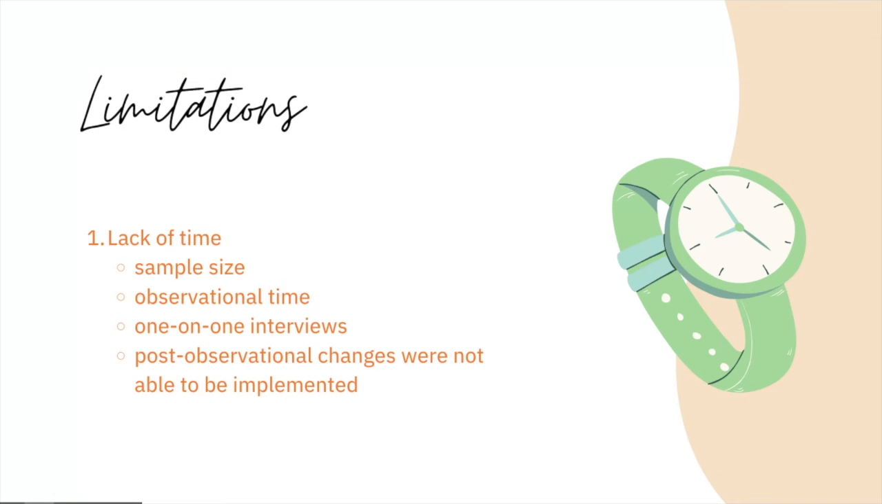The lack of time also affected the observational time that I wanted to have. I wanted to spend more than just 3 days observing students and seeing when they ask questions and who the kids are that ask questions. I also didn't get to do one-on-one interviews, which I thought would have been very beneficial to see how students felt about question asking and to have them share in their own words if they felt like what I was doing in the classroom to create that environment was helping. And then the biggest part is just the post-observational changes that I wanted to implement and never got to.